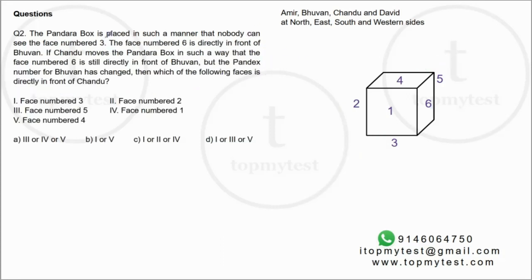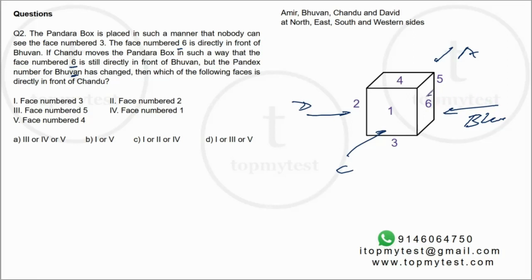Okay. Question number 2. The Pandara box is placed in such a manner that nobody can see the face number 3. So again, 3 is at the bottom. The face number 6 is directly in front of Bhuvan. Okay, so this is Bhuvan. So which means this is Amer, this is Chandu, and this is David. Okay, Chandu moves the Pandara box in such a way that the face number 6 is still in front of Bhuvan. Okay. But the pandex number of Bhuvan has changed.